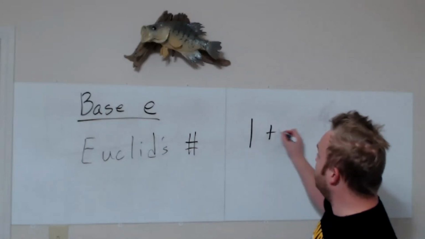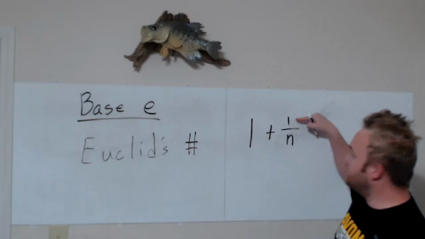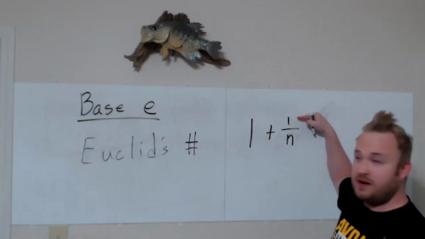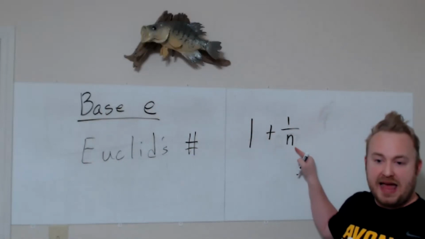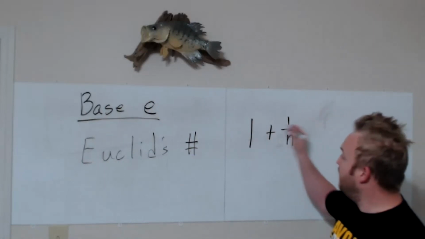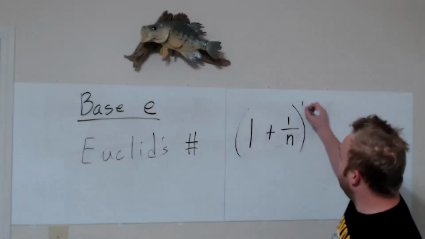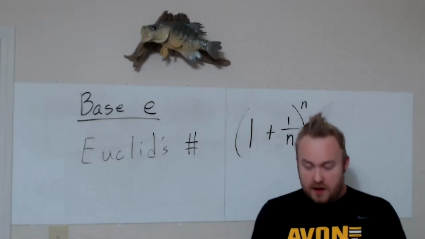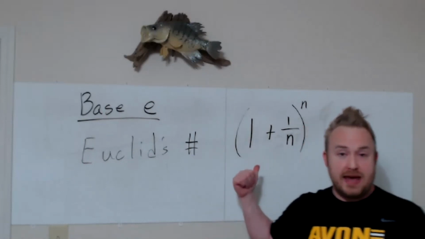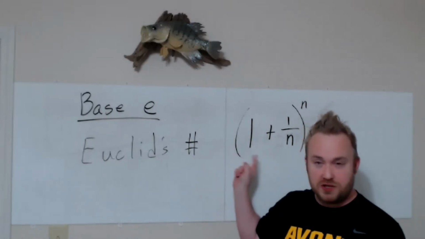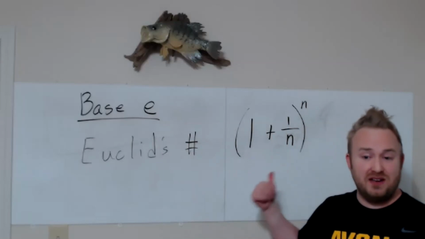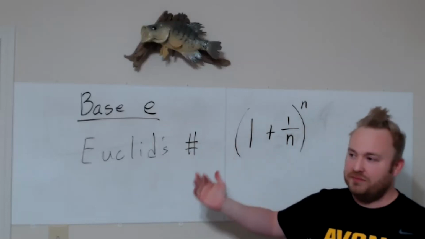Here's your $1. This is your 100% interest rate. 100% as a decimal is 1. We're going to divide that by n for now. And I'm going to take this whole thing and raise it to the n, okay? The bigger we make n, the closer this gets to E. If n is 50, we're not really that close to E.